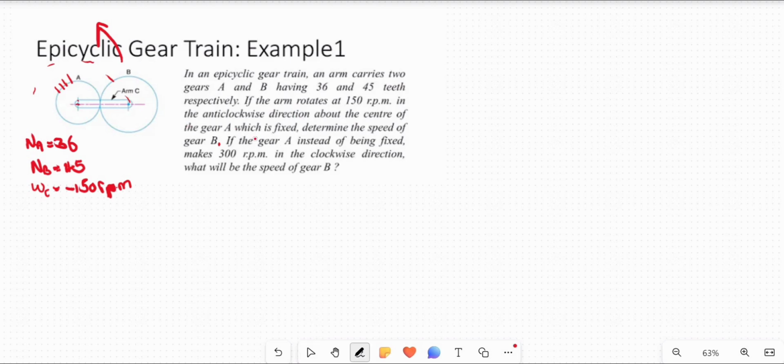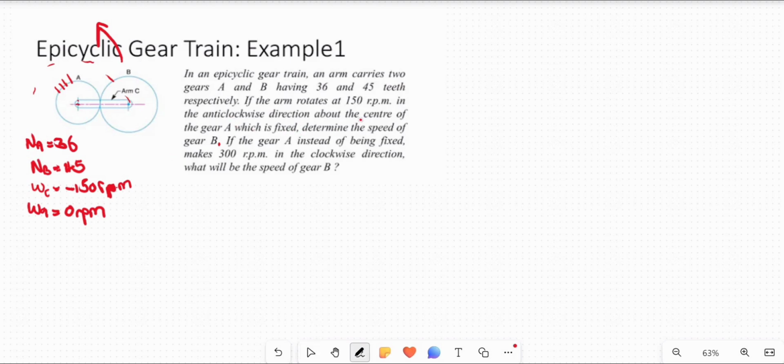And what else are we told? The gear A is fixed. When a gear is fixed, it means it's not moving. So if you're not moving, what does that tell us about your speed? It means that your speed is 0 RPM. This is all the information we have. We don't know how to work this out, but we've written the information. Do that first. Do that first.